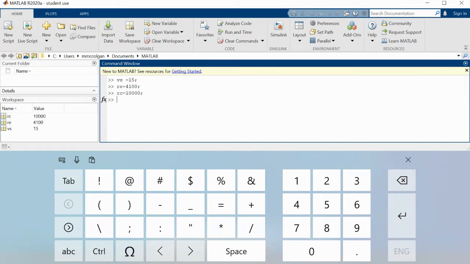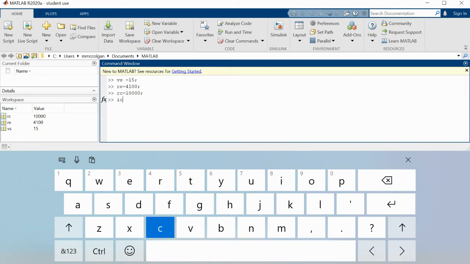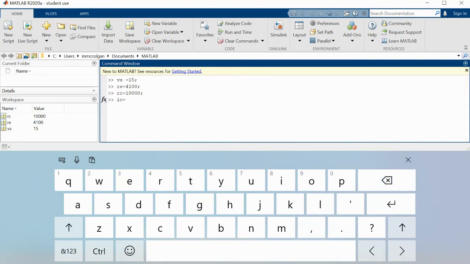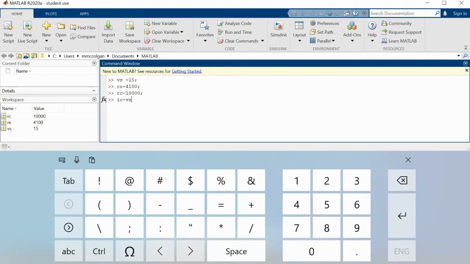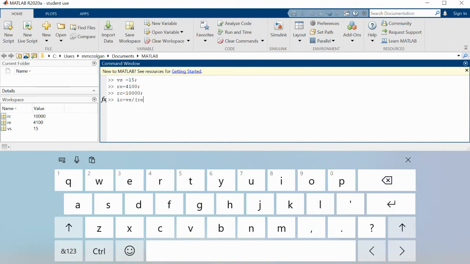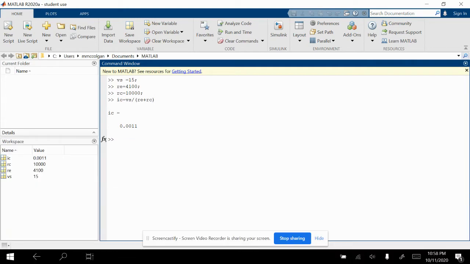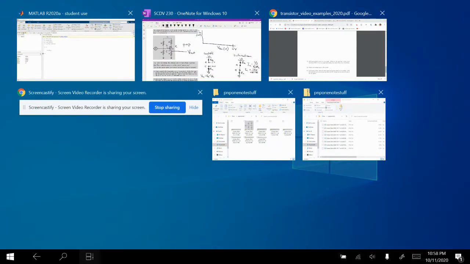Okay, and so now my IC equals Vs divided by Re plus Rc. Okay, so I get 0.011. Just go back, 0.011.